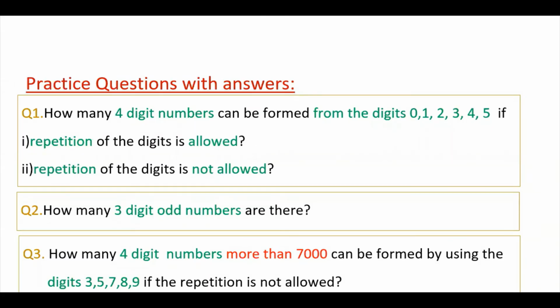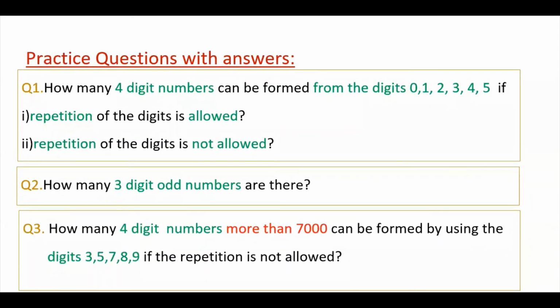Now please do these practice questions. Here in the first digit, you have to exclude 0. So only 5 digits, 5 ways you have to write in the first digit. In this case, more than 7,000, so you have to take greater than or equal to 7. So first digit 7, 8, 9. Only 3 ways.